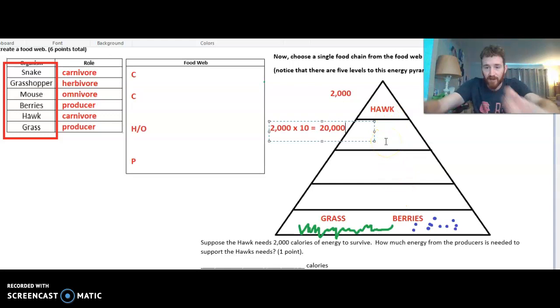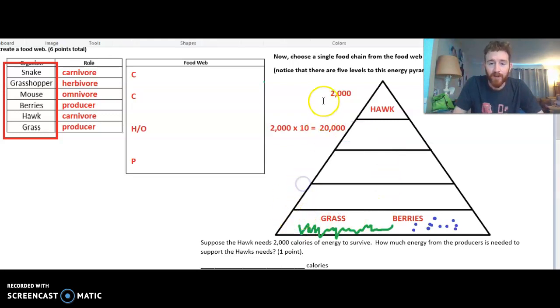So notice again, as we go down, it's getting wider and wider. And we need to go all the way down to the grass. So if we go to another power of 10, if we add another 0, we go from 20,000 to 200,000 down at this level. And then you need to go down 2 more levels. And so the answer to this first question is how much energy from the producers.